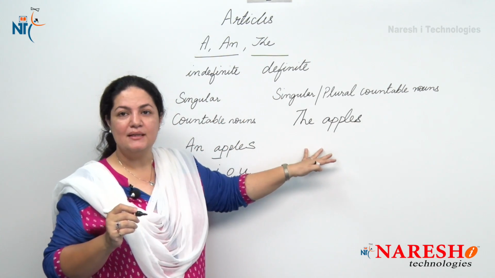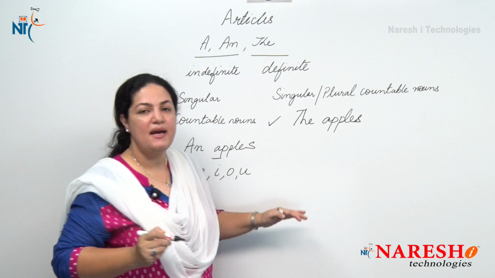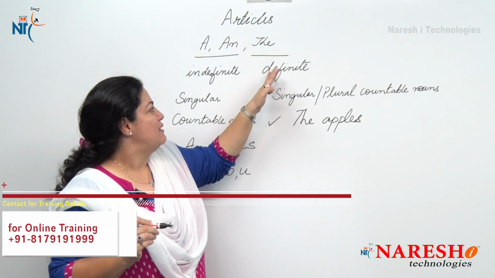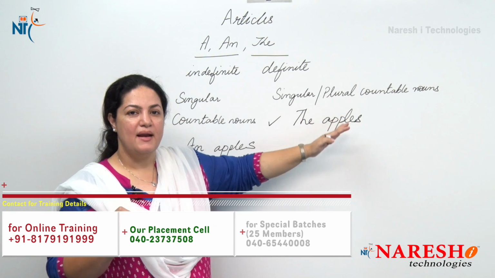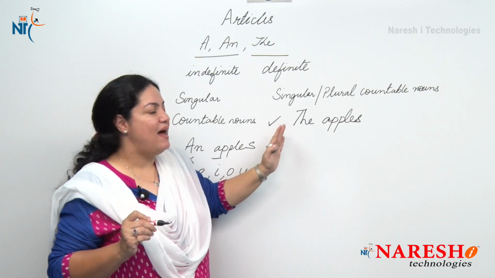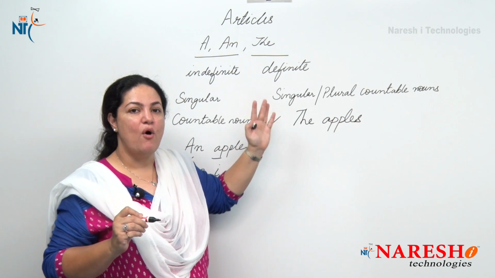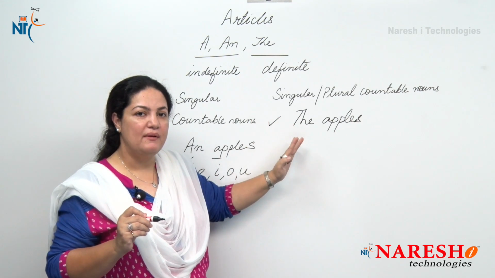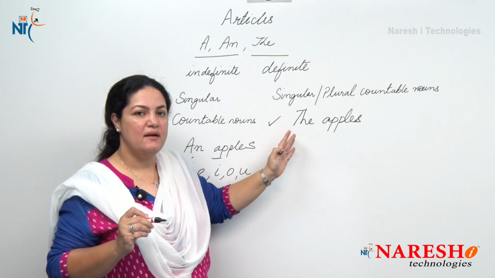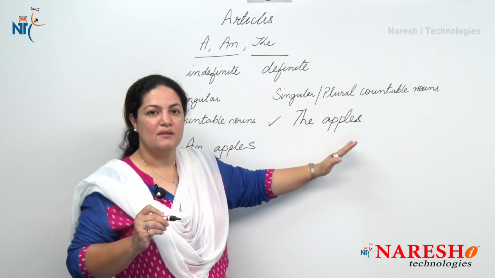Now if I change this apple into plural, so I make it apples. Can I say the apples? Yes, it's absolutely right. I can say the apples because the definite article is used both for singular and plural countable nouns. So here the apples is also right. The apples I bought yesterday. I am being specific. I am being definite about which apples? The ones which I bought yesterday. So I say the apples.